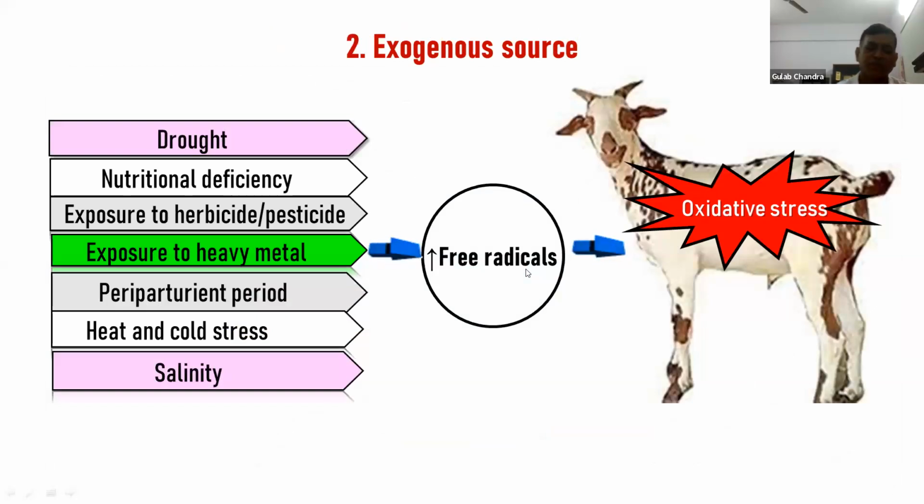The second one is the exogenous source. What is the exogenous source and which factors are responsible? These are drought condition, nutritional deficiency, exposure to herbicide and pesticide, exposure to heavy metals, peri-parturient period, heat stress, cold stress, and salinity. All these factors increase the production of free radicals, and these cause oxidative stress in the goats.